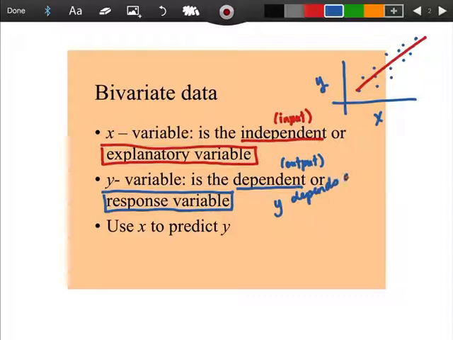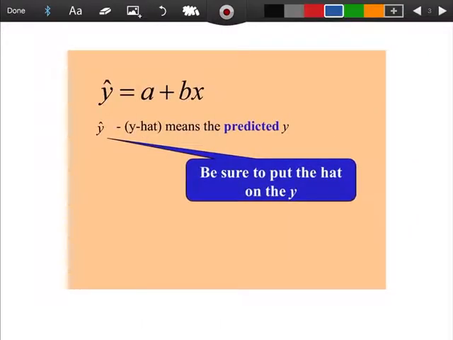So when we look at y, we say y depends on x when we were in Algebra 1. In statistics, we say y responds to changes in x. So as we change the input, we're looking at the response variable or the output, and that's what we're measuring. Well, for our purposes, we use the input to predict the output. We use our x values to predict our y values. And we do this by creating a linear equation.